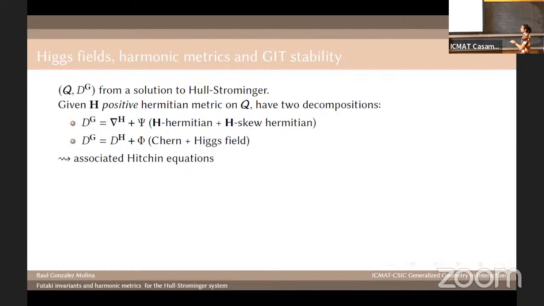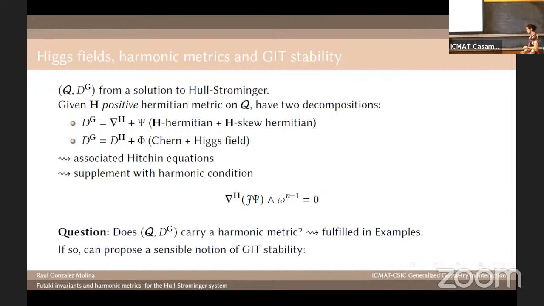Okay, and now in the Higgs bundle theory, the Hitchin system is a system that is associated to a hyperkähler moment map set of equations, but unfortunately ours doesn't. So we choose to complement it with a condition on a positive Hermitian metric, which we call the harmonic condition, in order to have a hyperkähler moment map picture. Okay, so this begs the question if this can always be done.